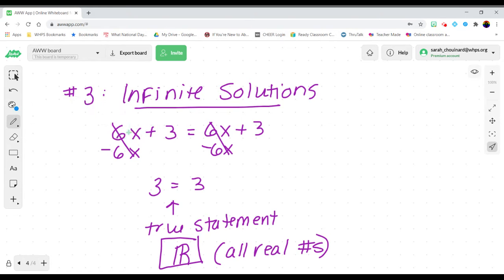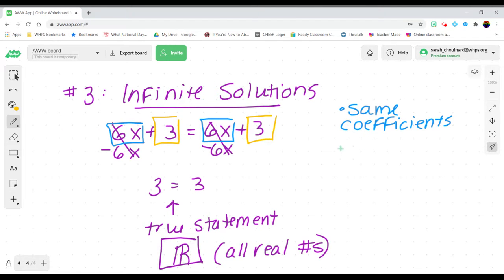So if we look at the problem, just like with the last one, we had the same coefficients. 6 was the coefficient for both terms of x on both sides. But this time, we instead had 3 on both sides. So we had the same constant on both sides. So anytime you have a problem set up where you have the same coefficients and the same constant, essentially the same equation on both sides, you know that you're going to have infinitely many solutions. So those are the 3 options for the number of solutions an equation can have.